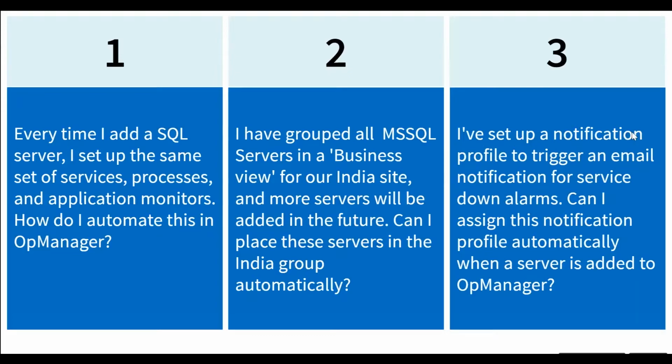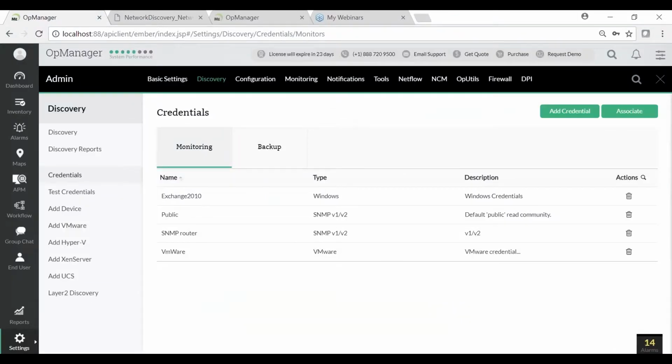Next, let's see, I have set up a notification profile to trigger an email notification for service down alarms. Can I assign this notification profile automatically when a server is added to OpManager? Yes, you create a notification profile to alert you when a service down occurs. If you want the SQL service to be added in future, you can associate this notification automatically while the discovery happens. Let's see how this works in the tool.